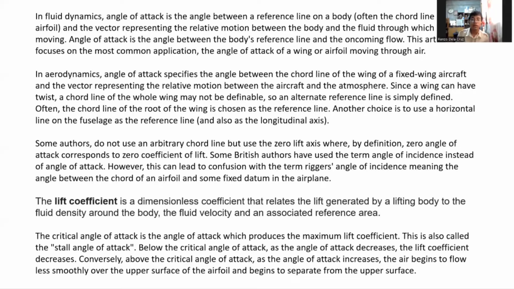Below the critical angle of attack, as the angle of attack decreases, the lift coefficient decreases. Conversely, above the critical angle of attack, as the angle of attack increases, the air begins to flow less smoothly over the upper surface of the airfoil and begins to separate from the upper surface.